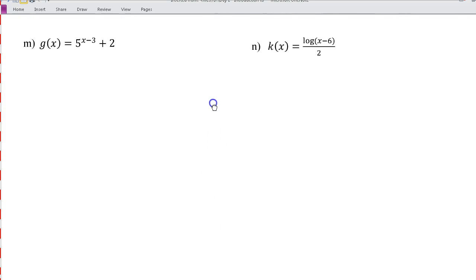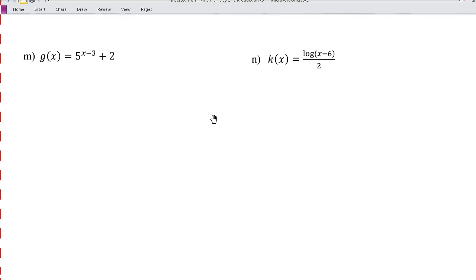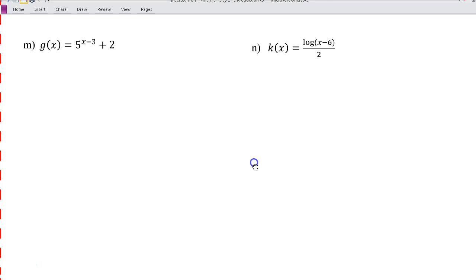Alright, so the last one for this video, and again I want you to try the others on your own. You may struggle through them, but that's okay. Do the best that you can. So for part M, I'm going to switch the x and the y, so I've got x is equal to 5 raised to the y minus 3, plus 2.